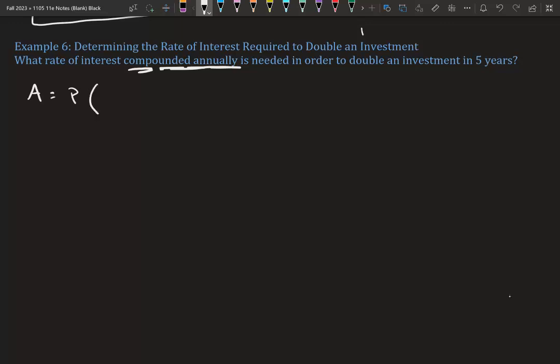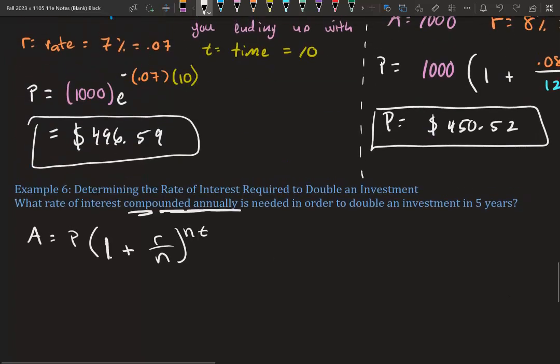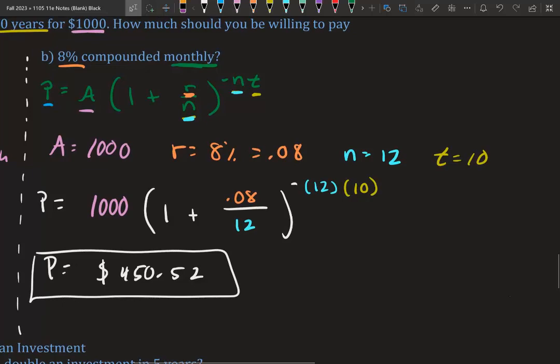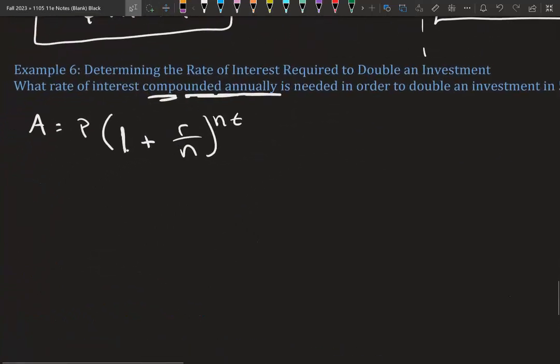And since we're compounding, it's A equals P times 1 plus R over N to the power of NT. You use this formula if you want to know how much do I need to put money in now to get this return. You use this formula without the minus if you're saying, I have this much money to put down, give me the return.